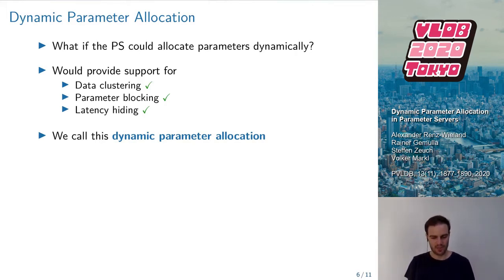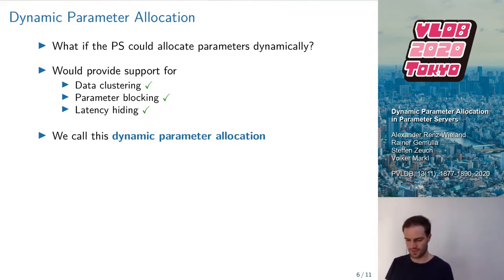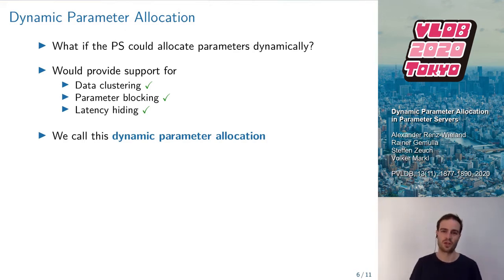For example, in parameter blocking, you could relocate the parameters during two sub-epochs. Or for latency hiding, you could relocate a parameter slightly before you will use it, such that it is local when you use it. And then you do nothing else. You just wait until another node will access this parameter, and at this point you will move it to the next node. So this ability is what we call dynamic parameter allocation: the ability to relocate parameters during runtime.